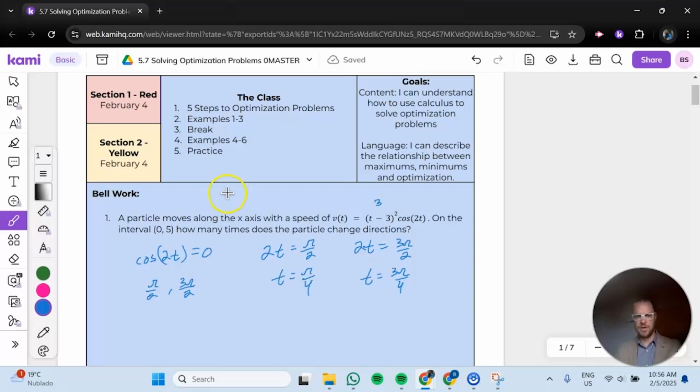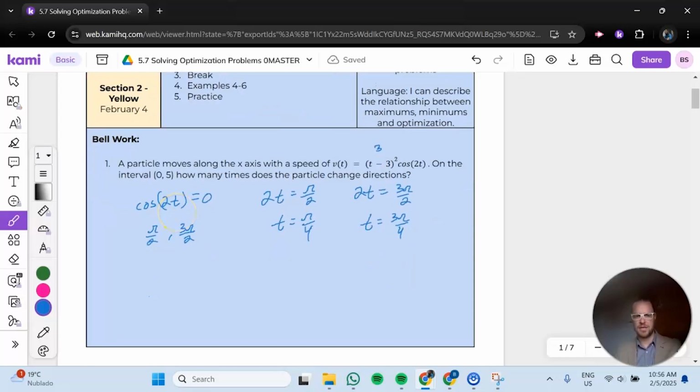So now what we're going to do is set that up as a sign analysis going from 0 to 5. And we're going to check it at our first one there, which is pi over 4. Then the next one would be 3 pi over 4. And then 3. And so we're going to check each of those intervals.